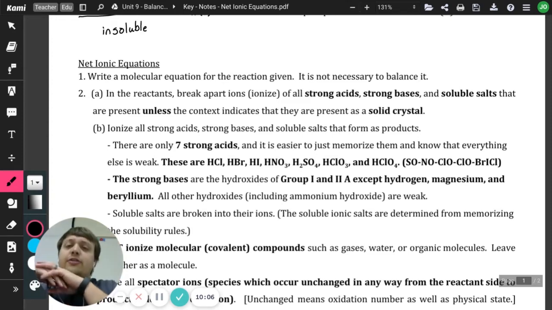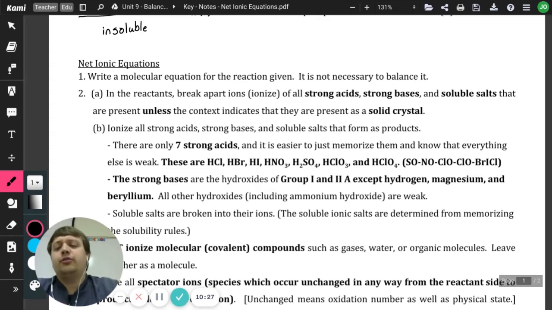The other two things that you need to keep in mind are, is there a strong acid or a strong base? Now remember, your acids are going to be things that start with hydrogen, and your bases are going to be things that end with hydroxide. Now that is kind of a generalization, but for the purposes of this class, those are the two big things to keep in mind.